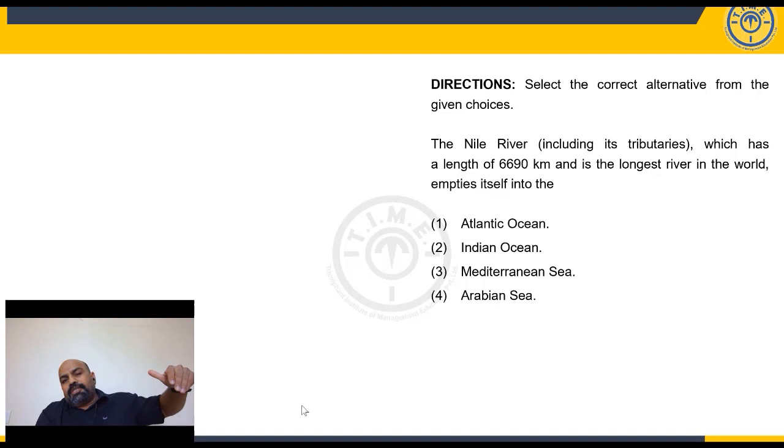You will find on its west, that is on the west of the Bay of Bengal, you have India. On its north, to a large extent, is Bangladesh. On its east, it's Myanmar. That's what it's called, Myanmar. It's a bay.